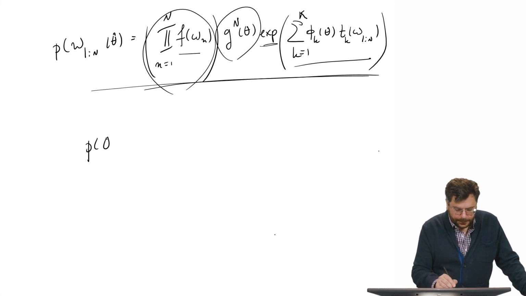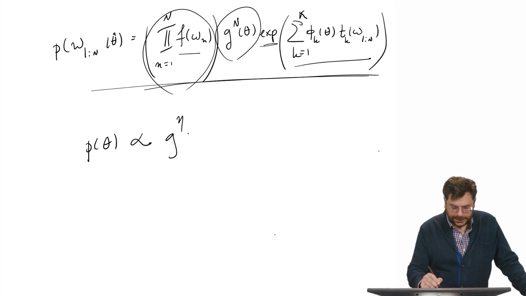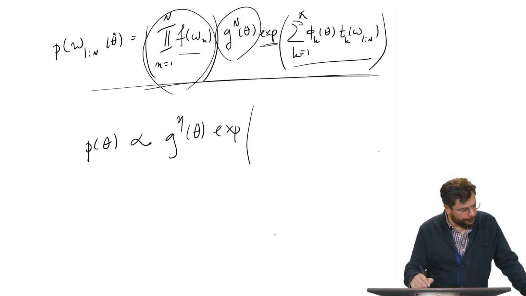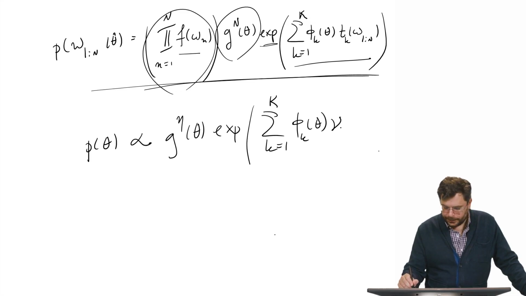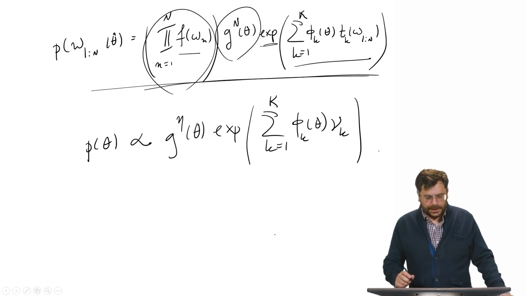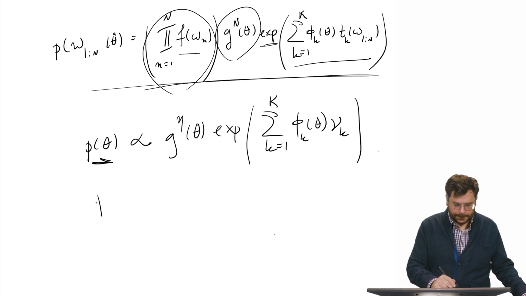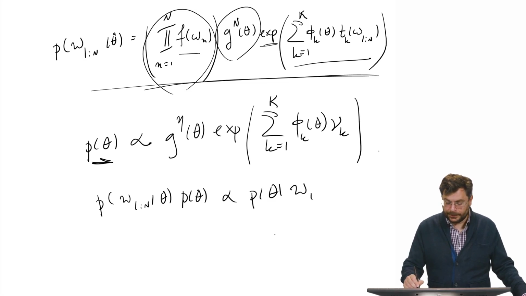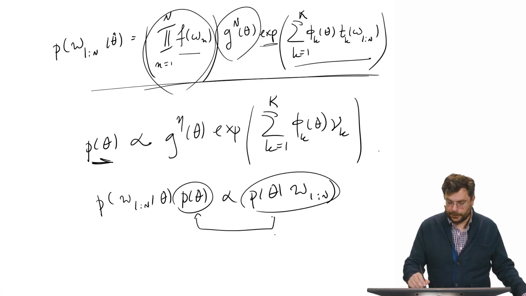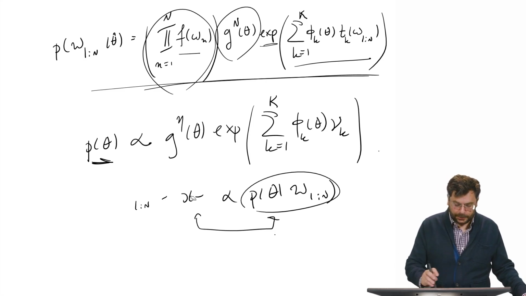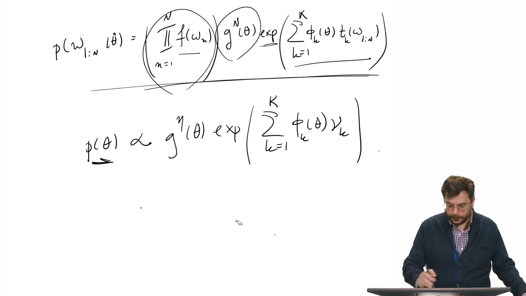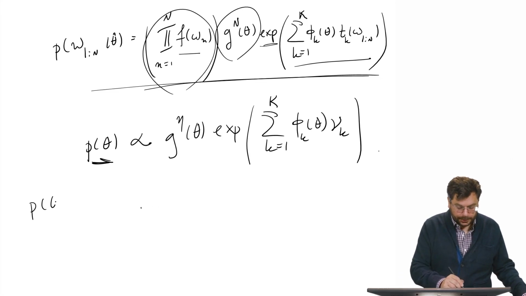The prior, or the conjugate prior, will be g to the eta theta exponential of the sum over k from 1 to big K of phi sub k of theta times nu k. This is the form that the prior needs to take if, when multiplied by the likelihood, we are to obtain a posterior of the same form as the prior. We can verify that by multiplying these two together. If I multiply the prior by the likelihood, this is now going to be my posterior.